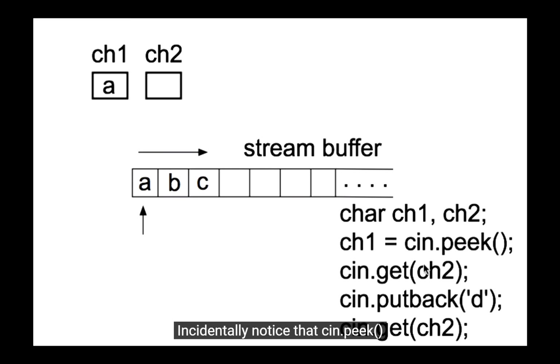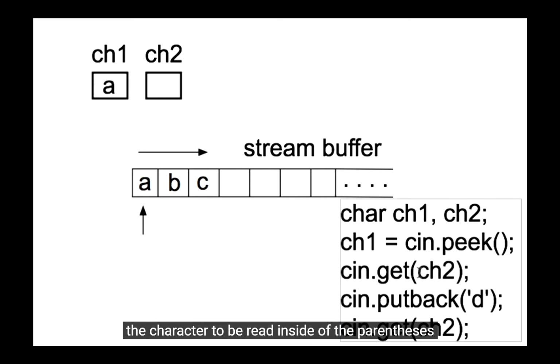Incidentally, notice that cin.peek uses a different style. With get, we have the character to be read inside of the parentheses right there. With peek, we can't do that. With peek, we have to use an assignment statement and actually store it to the left side of that assignment statement. You're not allowed to put any characters inside of the parentheses with peek. You'll get a syntax error.